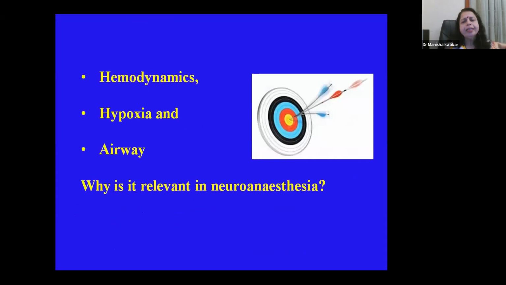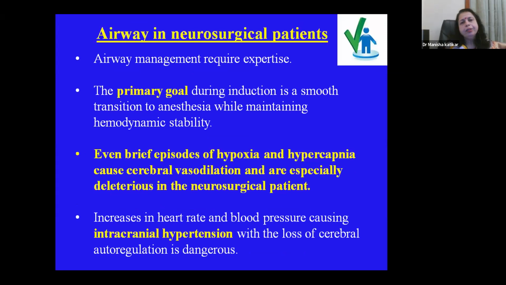So why are these three things so relevant in neuroanesthesia especially? The hemodynamics, hypoxia, and airway. Let's see. The airway management in neurosurgery needs expertise. The primary goal during induction should be a smooth transition to anesthesia while maintaining hemodynamic stability. Why is this so important? This is because even brief periods of hypoxia or hypercapnia can lead to cerebral vasodilatation, and they are very dangerous or deleterious in a neurosurgical patient.